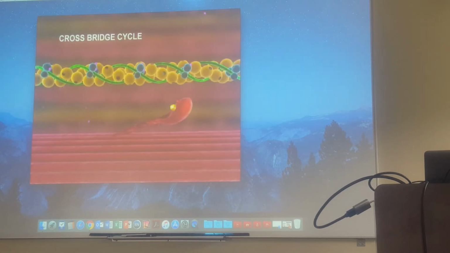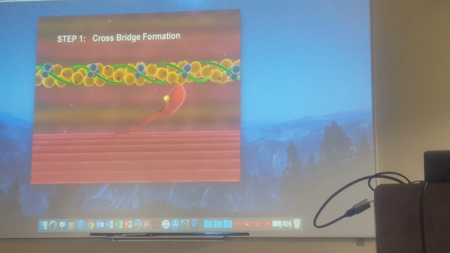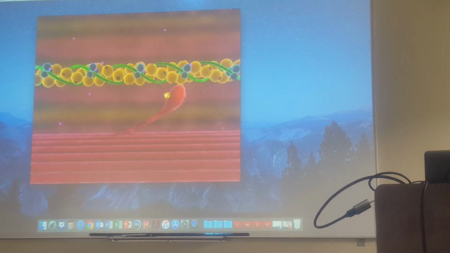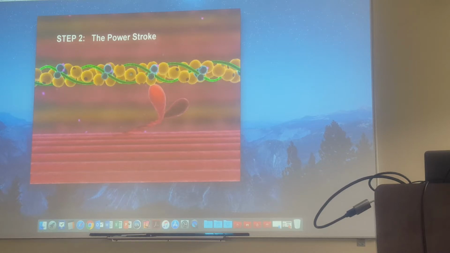A cross-bridge cycle may be divided into 4 steps. Step 1. Cross-bridge formation. The activated myosin head binds to actin, forming a cross-bridge. Inorganic phosphate is released, and the bond between myosin and actin becomes stronger. Step 2. The power stroke. ADP is released and the activated myosin head pivots, sliding the thin myofilament toward the center of the sarcomere. Step 3. Cross-bridge detachment. When another ATP binds to the myosin head, the link between the myosin head and actin weakens, and the myosin head detaches.